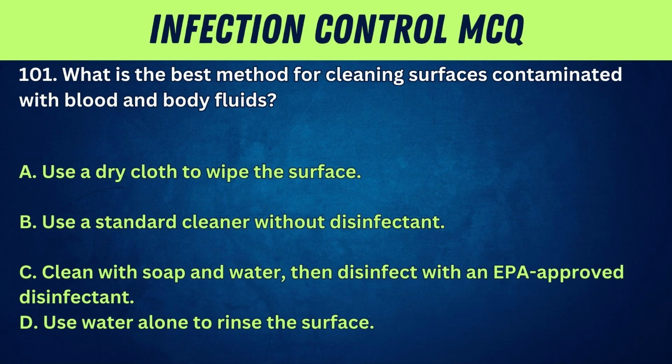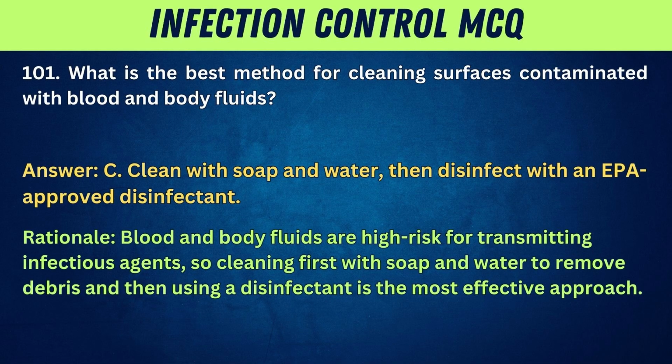101. What is the best method for cleaning surfaces contaminated with blood and body fluids? A. Use a dry cloth to wipe the surface. B. Use a standard cleaner without disinfectant. C. Clean with soap and water, then disinfect with an EPA-approved disinfectant. D. Use water alone to rinse the surface.